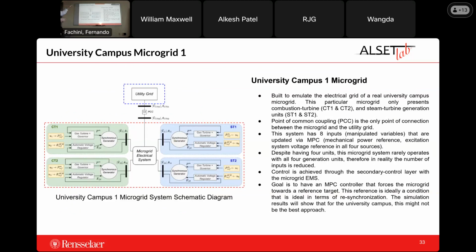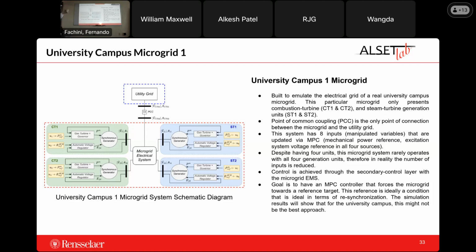And this particular university campus, which represents a real campus university, the model was built to emulate the electrical grid of a real university campus microgrid. In particular, this microgrid only presents combustion and steam turbines. So they have in total 4 big synchronous generators. Again, the point of common coupling in the system is the only point of connection between the microgrid and the utility. And because we have 4 generation units, the system has a total of 8 inputs, 8 manipulated variables.